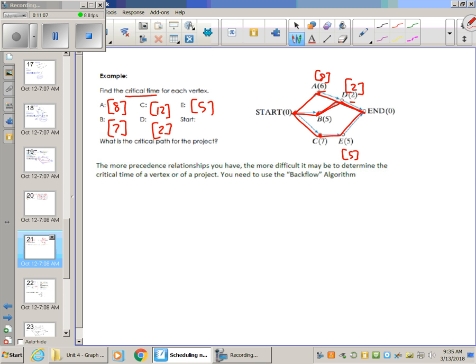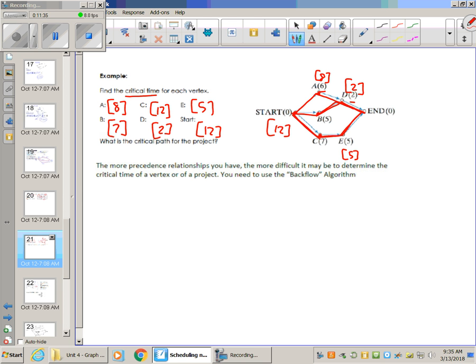Well, how about through C? If I go 7 hours, 5 hours into the end, that is a critical time of 12. That is the longest path that it's going to take to go from the start to the end, of the three paths that you can go with the start. So that means that the project minimum time, the minimum amount of time it takes to complete this entire task, is 12 hours. Okay, and that's really all we're doing.